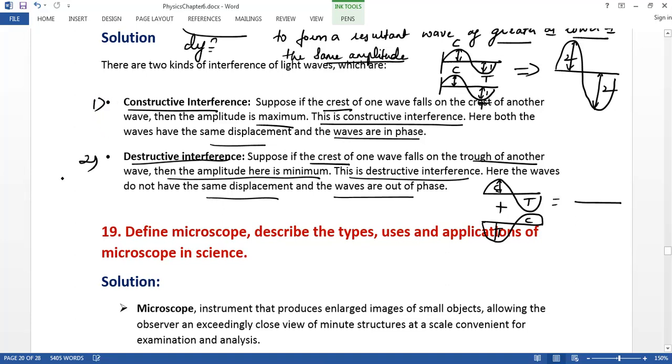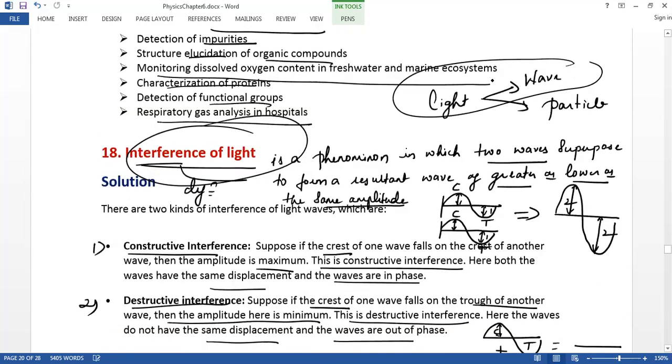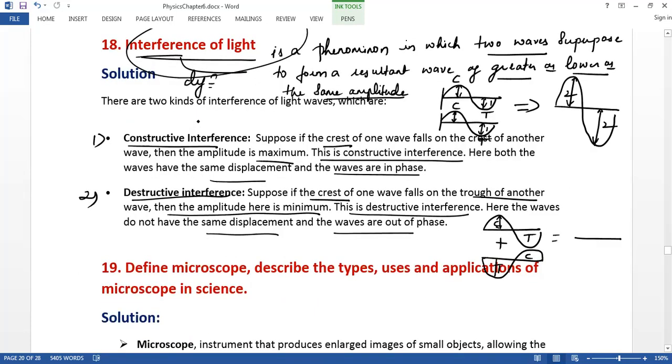So this is the complete information about interference of waves. This interference is related to light as a wave. We should think of light as a wave, not as particle nature. Consider light as a wave, and then only we can understand the interference of light. So this is the information about the interference of light.